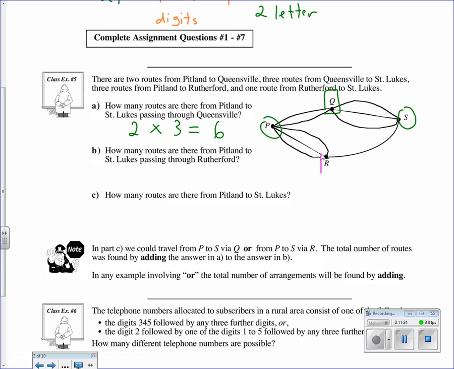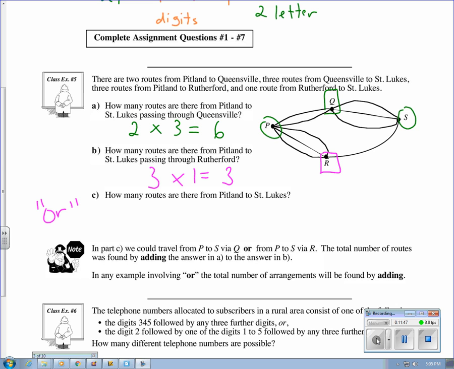Now if I go the other way, which is Pitland to St. Luke's through Rutherford, I've got 3 choices for Pittsland to Rutherford, and then only 1 choice to get to St. Luke's. So there's 3 choices there. How many routes are there to go from Pitland to St. Luke's? This is really my first OR situation. I can either go Pitland through Queensville or Pitland through Rutherford. So it's an OR statement. I can either do the upper path or the lower path. So guess what I get to do with my numbers? You're right, I get to add them.